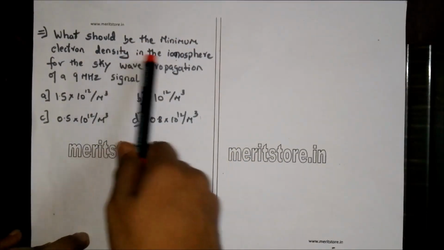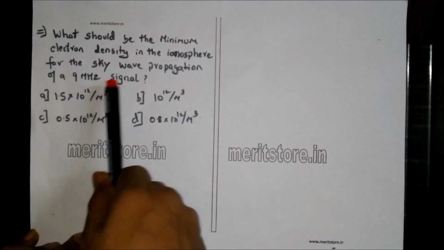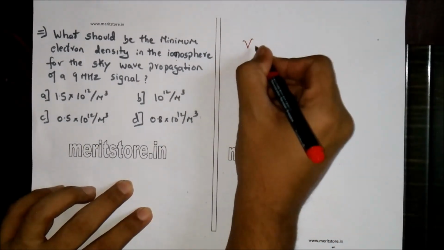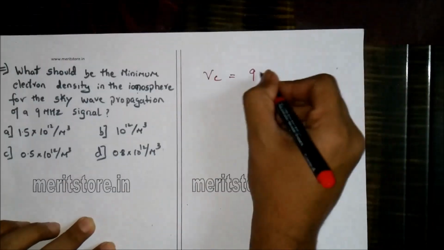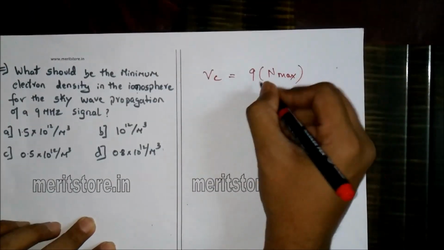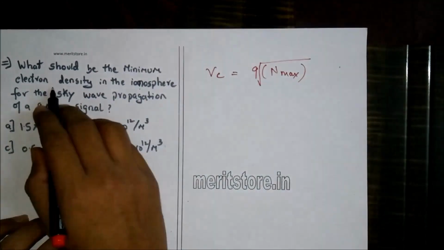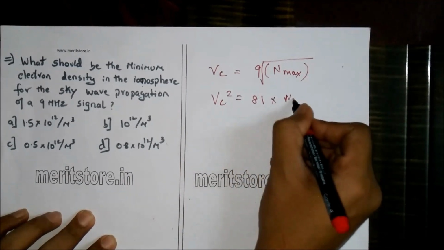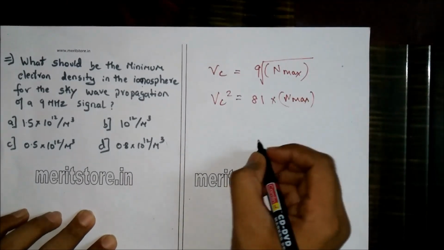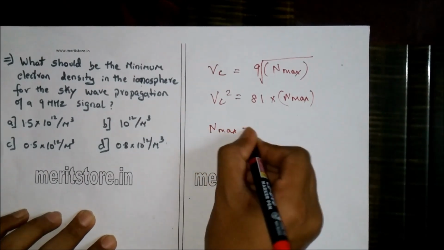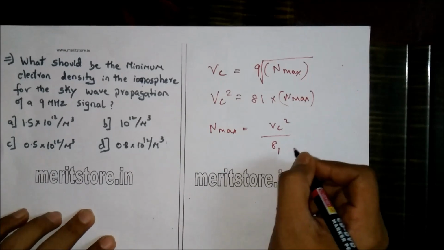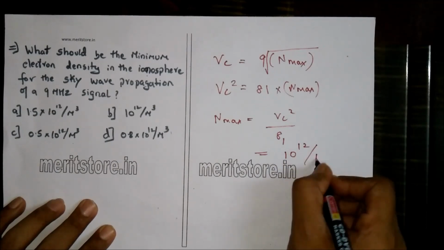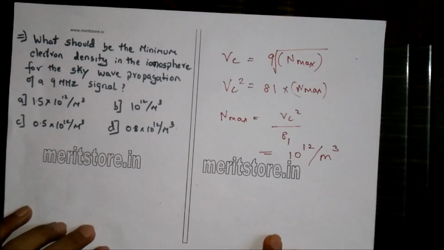What is the minimum electron density in the ionosphere for the sky wave propagation of a 9 megahertz channel? Here are the options. Now, for the sky wave propagation of a given signal, the critical frequency Vc is given as Vc is equal to 9 into root of Nmax, where Nmax is the electron density. So squaring on both sides, we get Vc square is equal to 81 into Nmax. Here, we have to find the value of Nmax. Therefore, Nmax will be equal to Vc square upon 81. Now Vc is given as 9 megahertz. On substituting, we'll get the answer as 10 raised to 12 per meter cube. So the correct answer is option B.